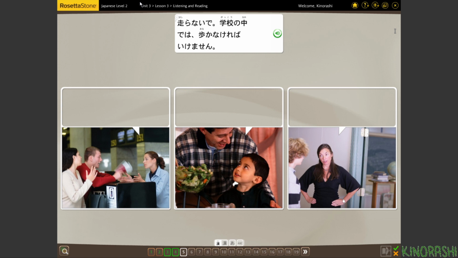走らない。If I remember correctly, that was some conjugation of running, but I'm trying to remember which conjugation. Oh, that's the present indicative, plain negative of running. We're used to the polite positive, which is hashirimasu. So they're using just the negative to say don't run. Hashiranai. You notice that it's someone older saying it to someone younger, so that's probably also another reason why they're using the plain instead of the polite.